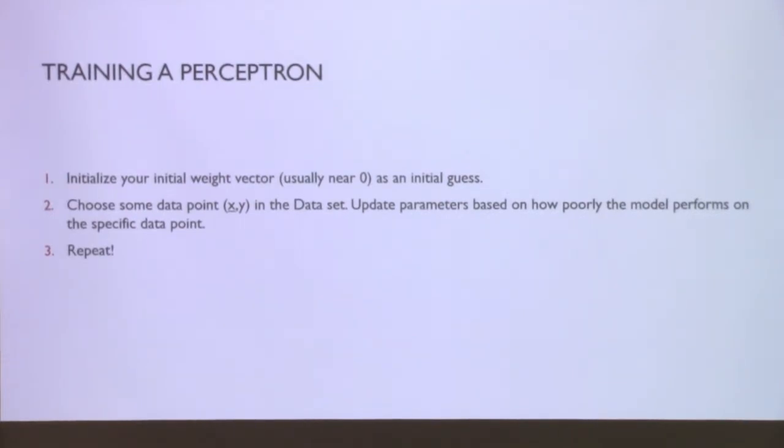Once you've initialized your weight vector, you're going to choose some data point in the data set, which is some vector of inputs and an output value, your y, 0 or 1. And from that data point, you're going to update parameters based on how poorly the model performed on it. This is where you would have maybe something like a regularization function. And then you just rinse and repeat.